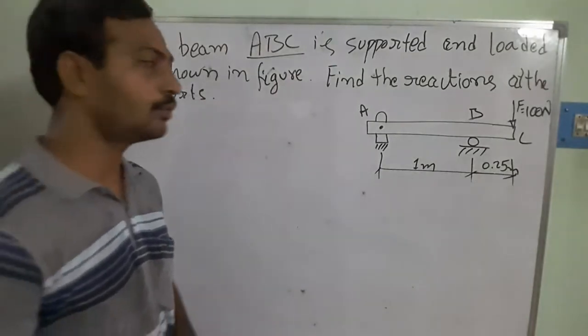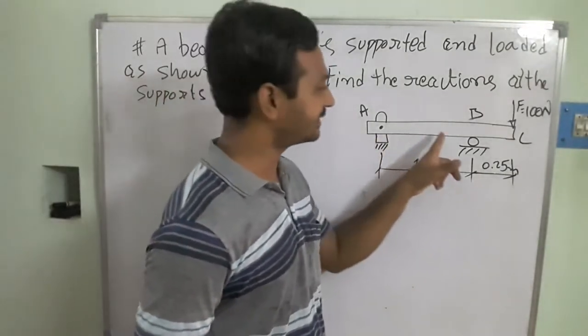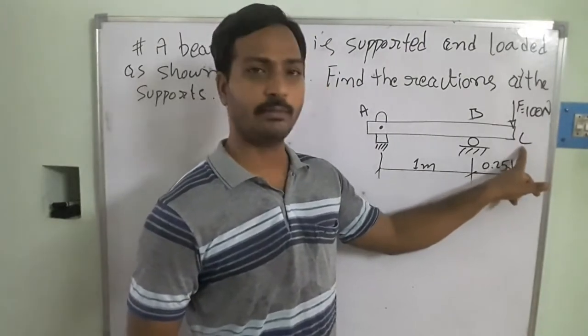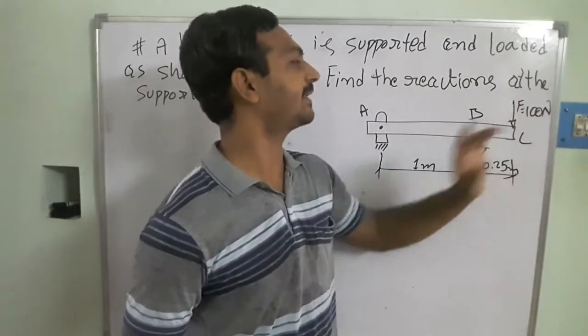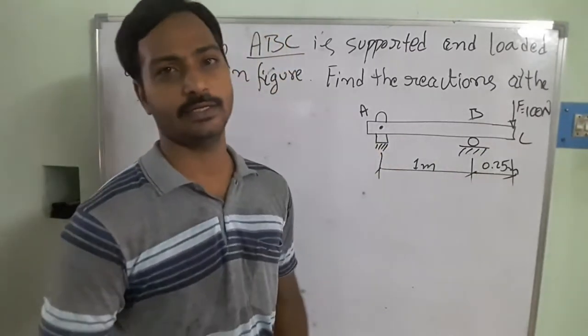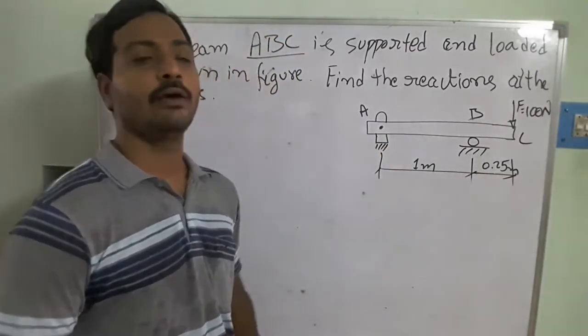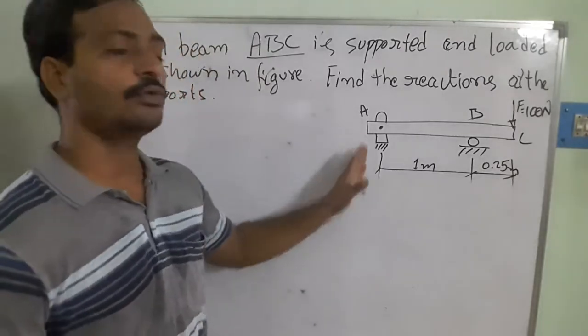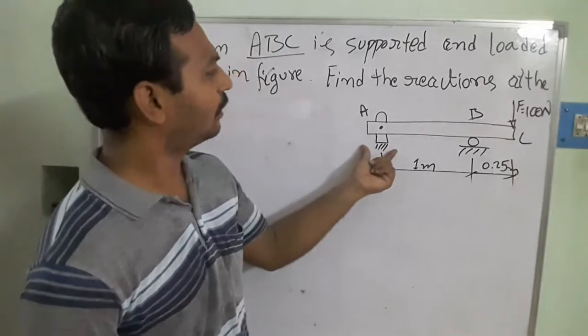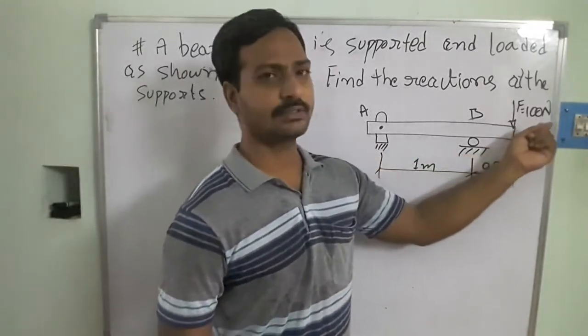So we need to find the reactions at B as well as A. There is no reaction at C, because there is no support there, only the load is acting. So how could we calculate the reactions? As we know, we need to draw the free body diagram in this case. Can you see here that the load is acting at 1000 newtons?